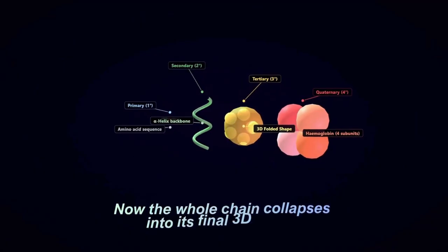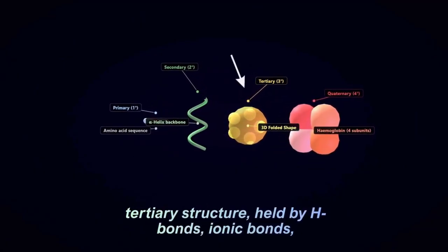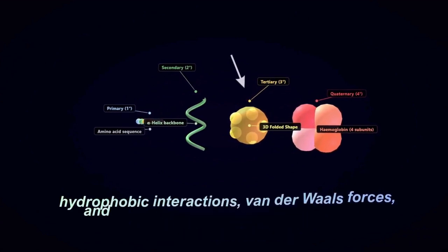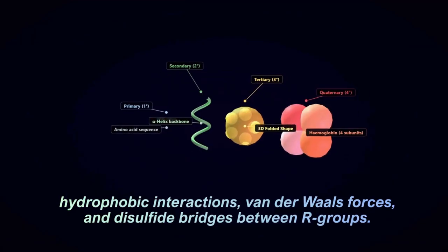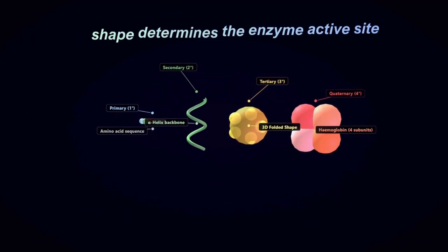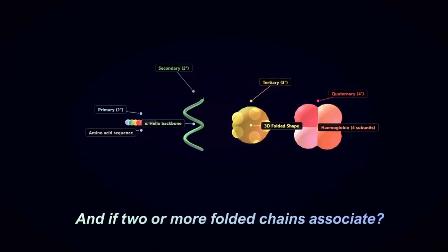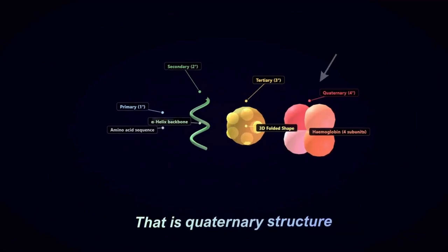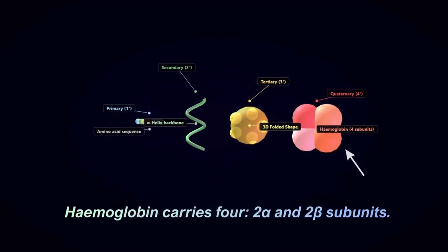Now the whole chain collapses into its final 3D shape, tertiary structure, held by hydrogen bonds, ionic bonds, hydrophobic interactions, van der Waals forces, and disulfide bridges between R groups. This shape determines the enzyme active site, the antibody binding pocket, everything. And if two or more folded chains associate, that is quaternary structure. Hemoglobin carries 4, 2 alpha and 2 beta subunits.